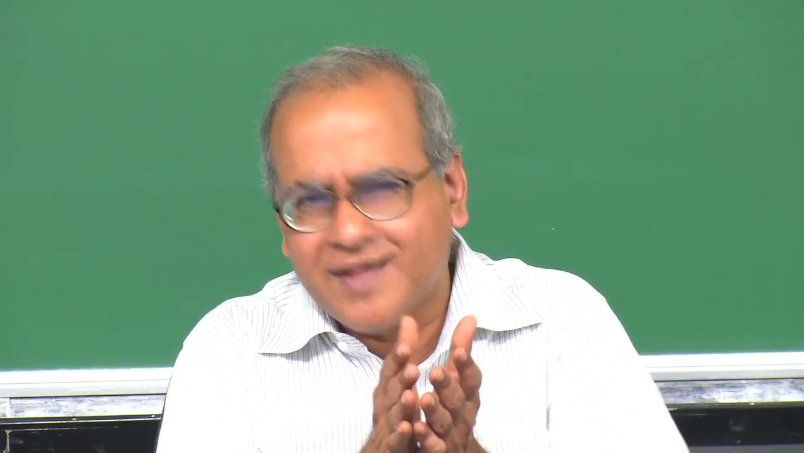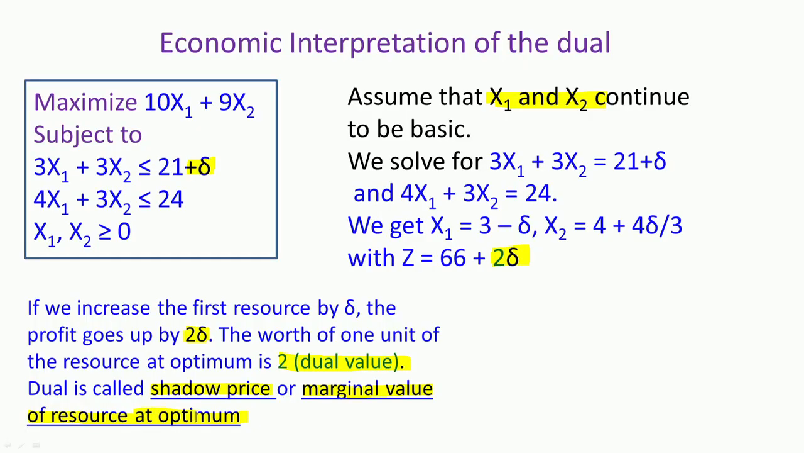As a matter of exercise, one can try, instead of keeping this at 21, keeping a large value like 40, and then we will realize that some other solution has emerged and we will not be making both x1 and x2. That is one other reason why the word "at optimum" is being used in the dual interpretation. So it means the worth of the resource at the optimum.